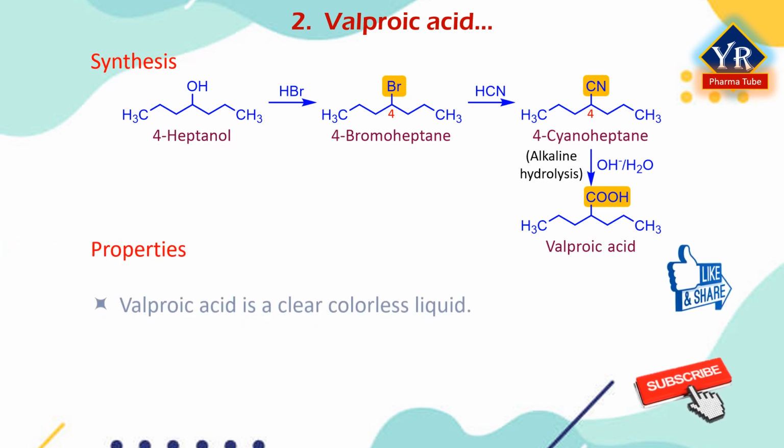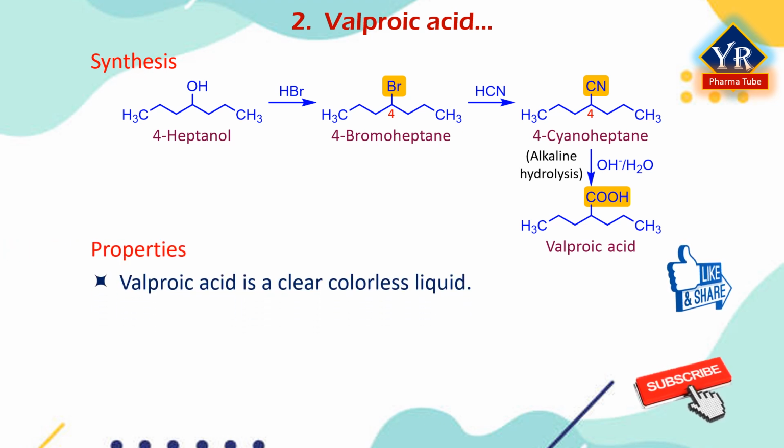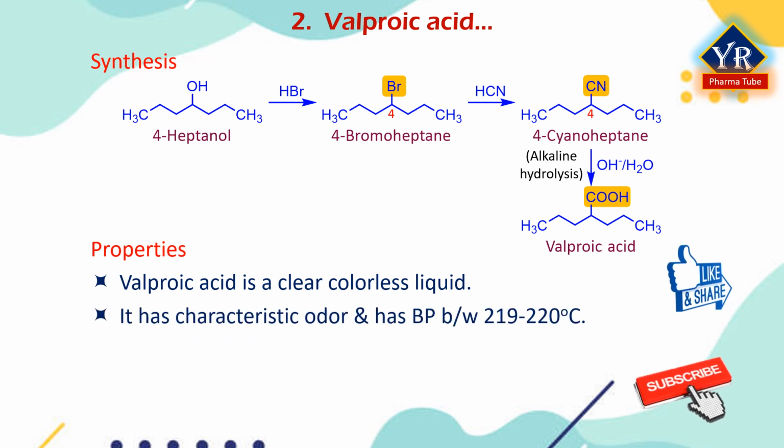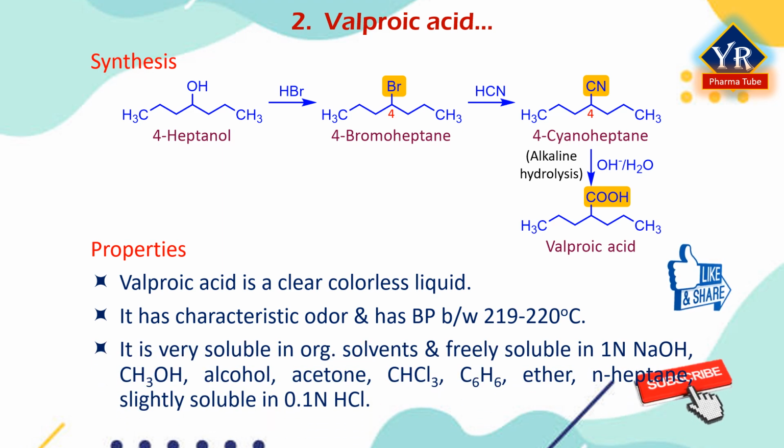Valproic acid is a clear colorless liquid. It has a characteristic odor and has boiling point between 219 and 220 degrees centigrade. It is very soluble in organic solvents and freely soluble in 1-normal sodium hydroxide, methanol, alcohol, acetone, chloroform, benzene, ether, N-heptane, slightly soluble in 0.1 normal hydrochloric acid.